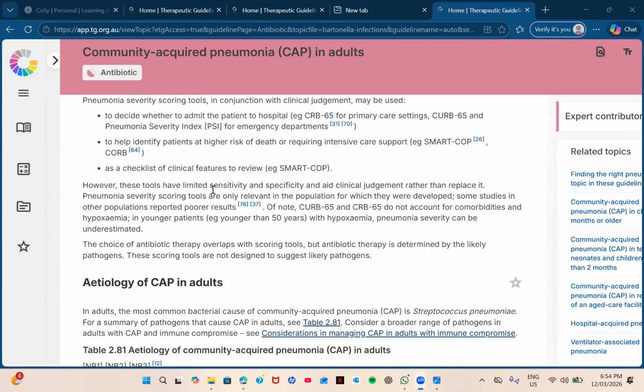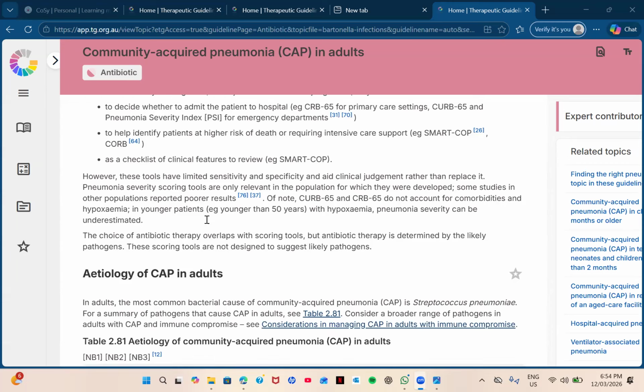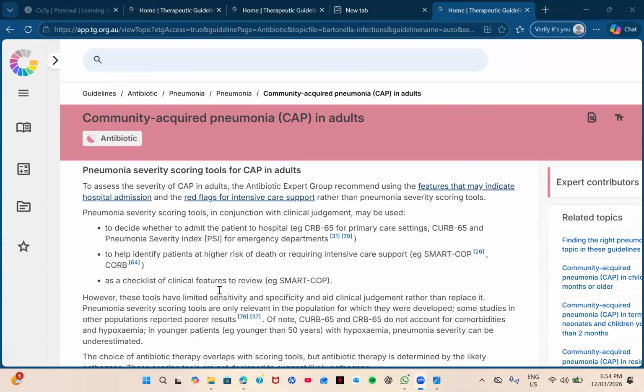Here, however, these tools have limited sensitivity and specificity and aid clinical judgment rather than replace it. Pneumonia severity scoring tools are only relevant in the population for which they were developed. Some studies in other populations reported poor results. CURB-65 or CRB-65 do not account for comorbidities and hypoxemia. In patients younger than 50 with hypoxemia, pneumonia severity can be underestimated, right? So that's why these tools are not very sensitive.